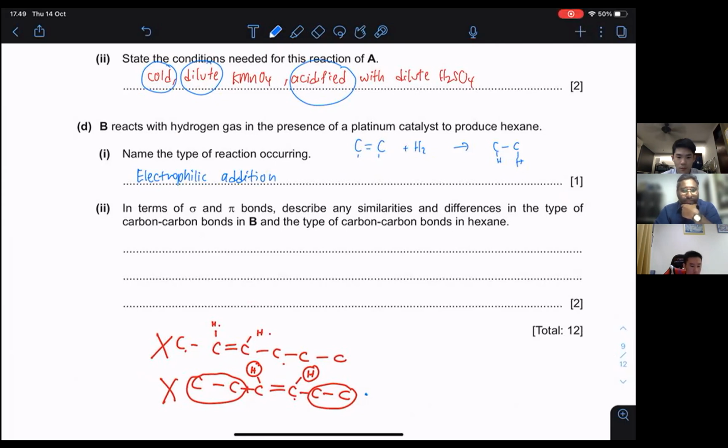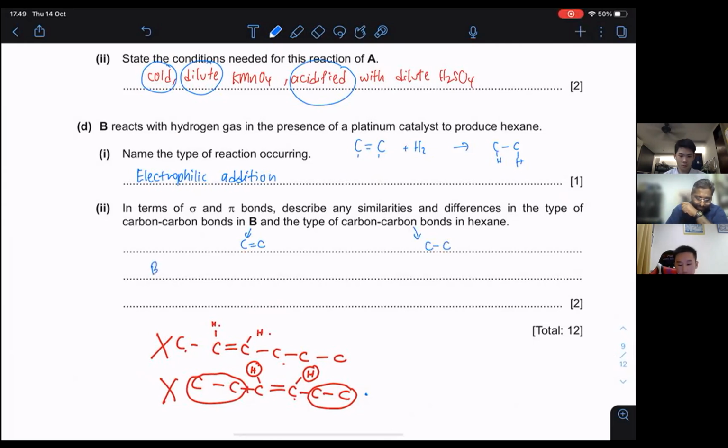So in terms of sigma and pi bond, describe any similarities and differences in the type of carbon-carbon bonds in B and the type of carbon-carbon bonds in hexane. Basically, in B there is a carbon-carbon double bond, while in hexane there is no carbon-carbon double bond, all single bonds. So there is a difference over here.